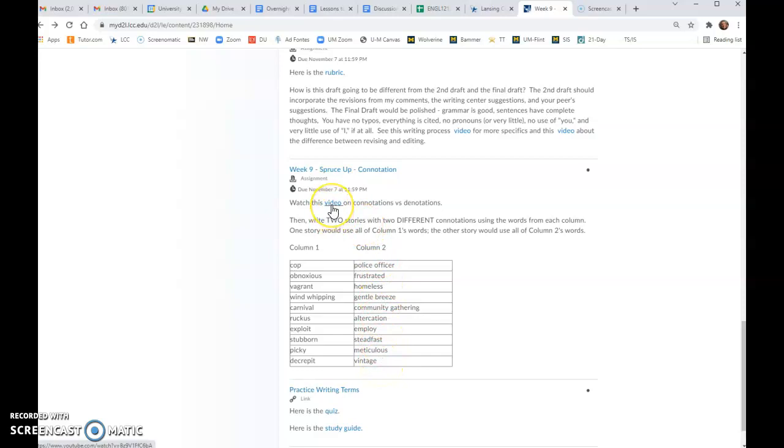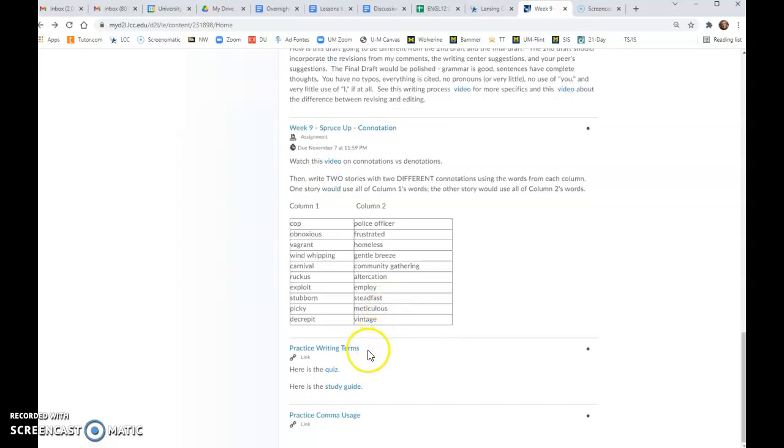After you watch this 2.5-minute video on connotations versus denotations, you'll see how column 1 will paint a negative picture. And then you'll see how column 2 will paint a positive picture. That is explained more fully in this video. You'll also be practicing with your writing terms and practicing your common usage.